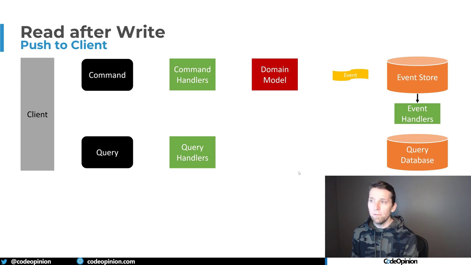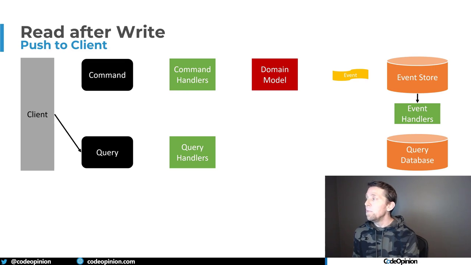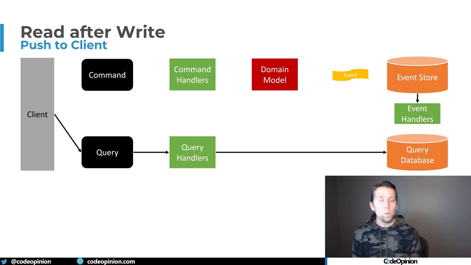So from there, our event handler, it could be different event handlers for that same type of event. One of them maybe is updating our projection. And then the other one is subsequently pushing that event to our client to tell it, okay, your state change has actually occurred. And then from there, our client, because it knows this now, can make a request to our read model, to our query database, and get the updated data.